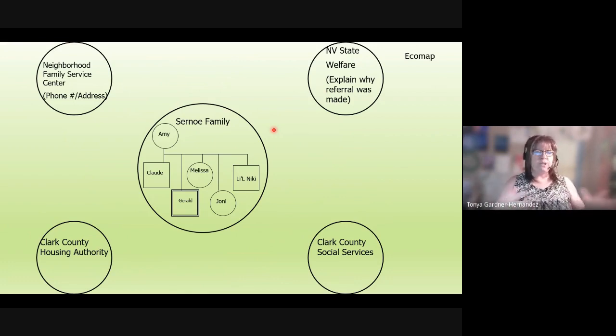So if she wants to be retrained into something, they might be able to help her with that. Or if her car is broken down and she really needs the car to be able to get to job interviews, they might be able to help with that. So there are different types of things that they can do.